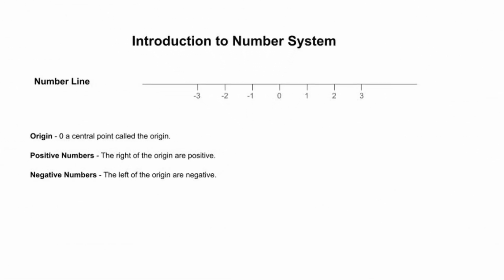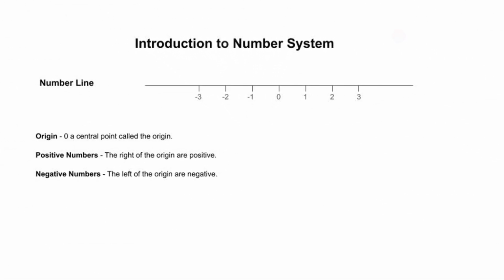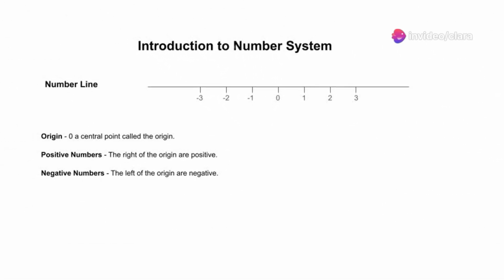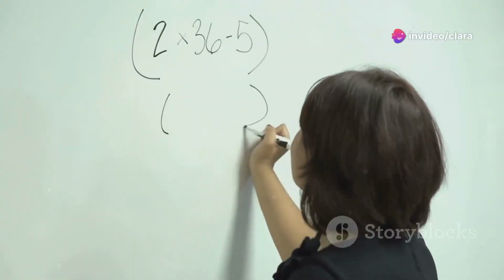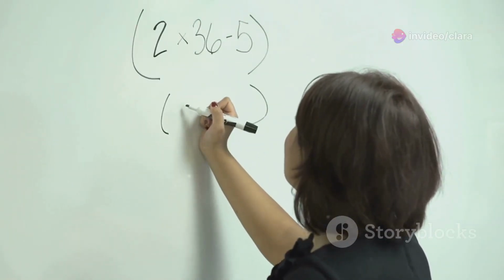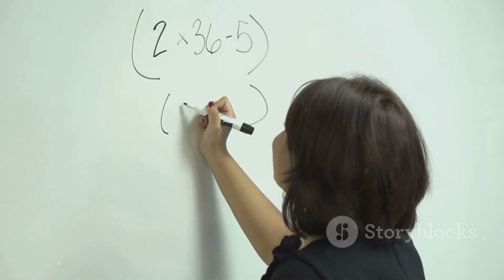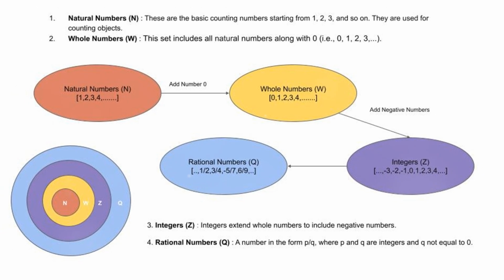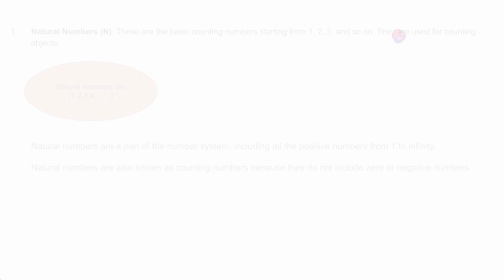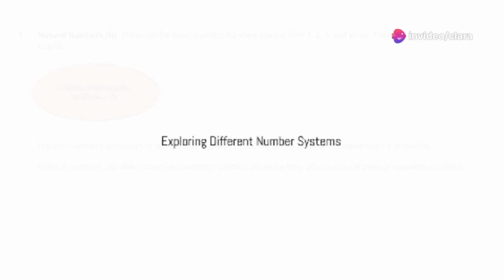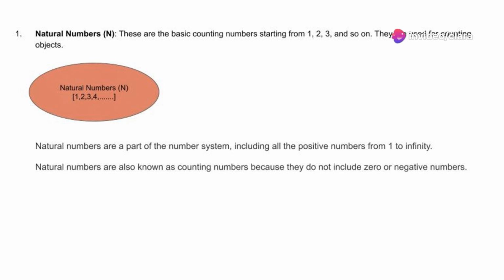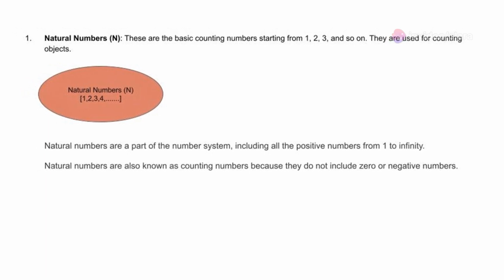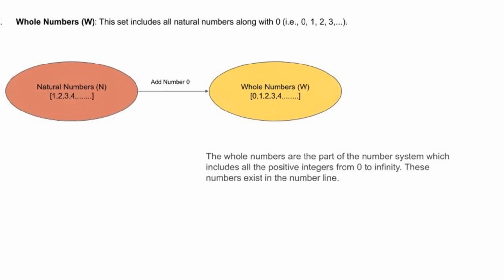A number system is a mathematical framework used to represent numbers in a consistent and structured way. It provides the foundation for arithmetic and various other mathematical operations. Let's take a look at some of the most common number systems. First, we have natural numbers. These are the basic counting numbers, starting from 1, 2, 3, and so on. We use them for counting objects.